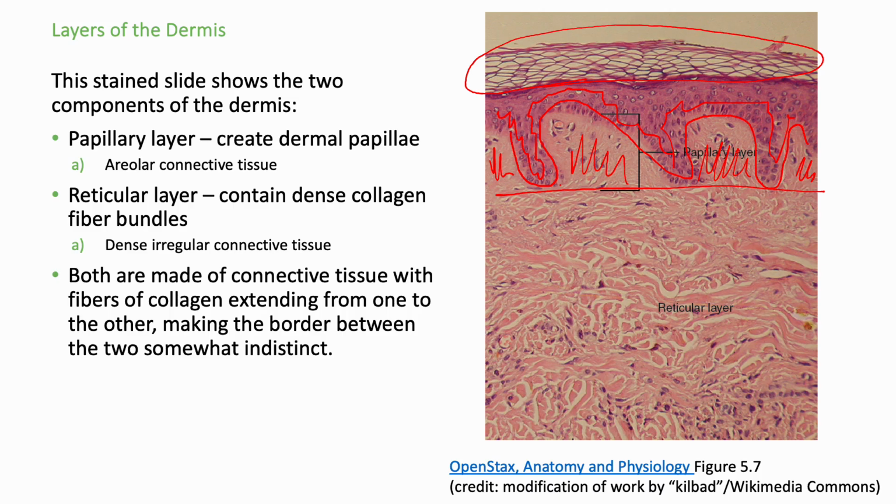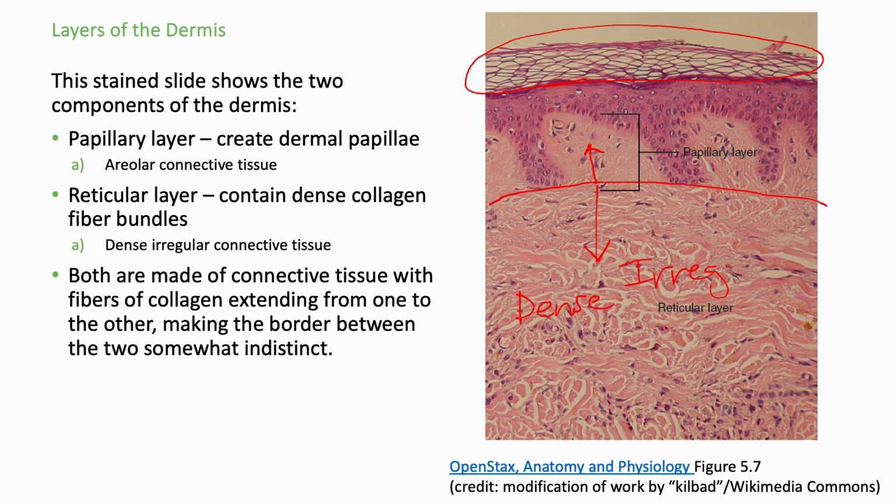Now remember, it's made of loose areolar connective tissue. And you can see microscopically that there is a difference. If we draw a line right here, we can see that this tissue below this line has a different appearance, this connective tissue, than that of the dermal papillae. So down here, we have dense irregular connective tissue as part of the reticular layer. And up here, I don't have a lot of room to write it, but we have the loose areolar connective tissue in the dermal papillae.